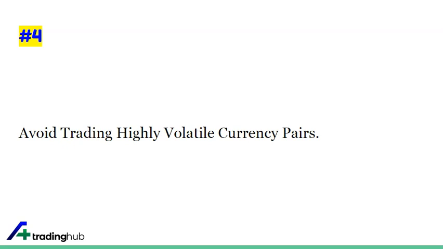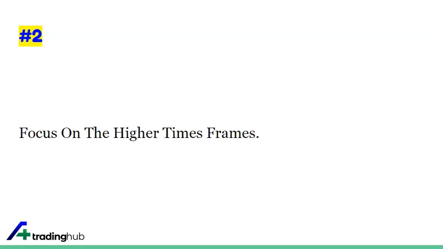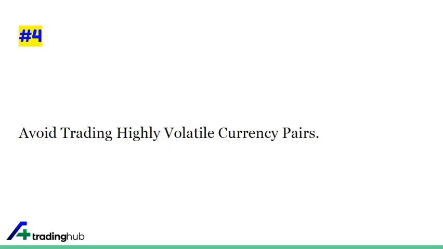You remember, we talked about trading plan. So you set good trading goals and you make it reflect on your trading plan too. So follow these steps. It's just 4 simple steps. Create a trading plan and be disciplined in trading it. Focus on the higher time frames. Don't trade correlated currency pairs or commodities. Avoid trading highly volatile currency pairs or commodities. If you stick to this, I assure you, I guarantee you your small trading account balance will grow day by day.